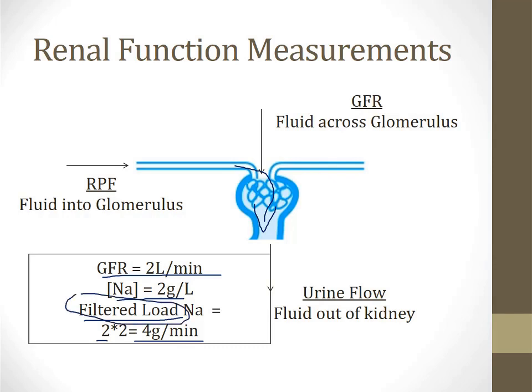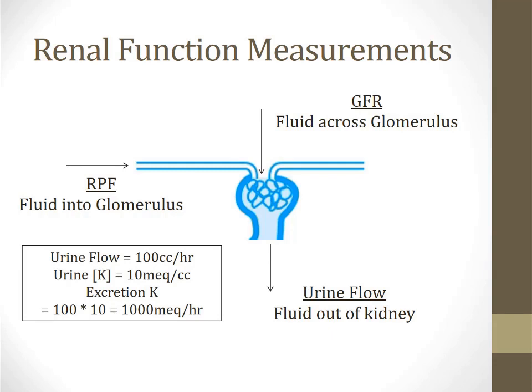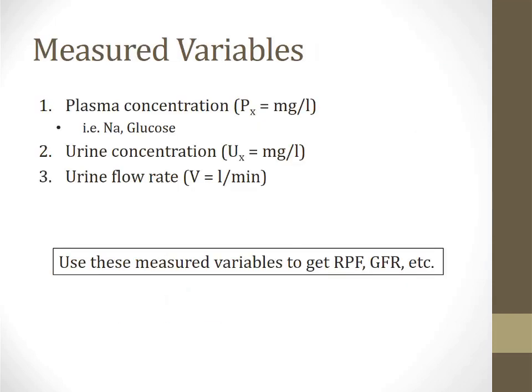And finally, if we know the urine flow rate, we can determine the urinary excretion of a given solute. So for example, if we know that the kidneys were producing 100 cc's per hour of urine and that the concentration of potassium within that urine was 10 milliequivalents per cc, we could then calculate the body's excretion rate of potassium. It would be 100 cc's per hour times 10 milliequivalents per cc, or 1,000 milliequivalents per hour.